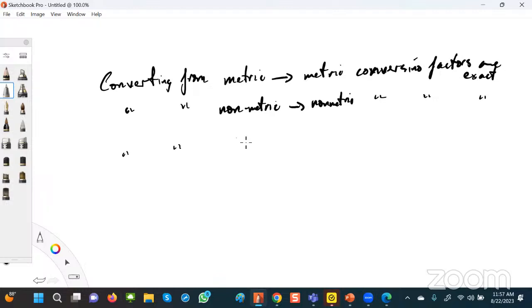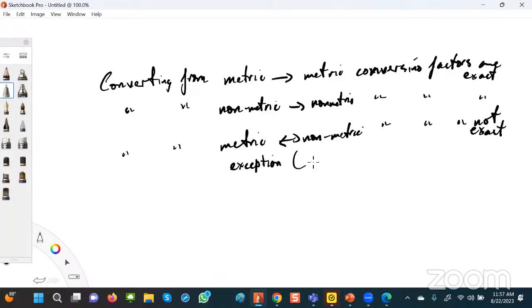Now, here's where things are different. If you're converting from metric to non-metric, or vice versa, then the conversion factors are not exact, with one exception. And the exception is one I mentioned before, going from the inch unit to the centimeter unit. 1 inch is equal to 2.54 centimeters, right? This is exact right here. That relationship is exact, even though the units are not within the same system, right?